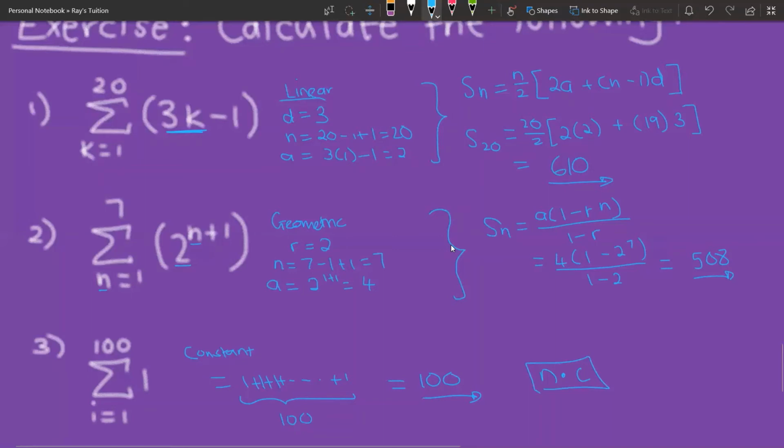Please make sure that you've understood this video. It's a very important thing to know how to calculate the sum if you're given the summation notation. The first thing is to find out what type of sum it is to determine which formula to use, and then find out those elements from that formula.